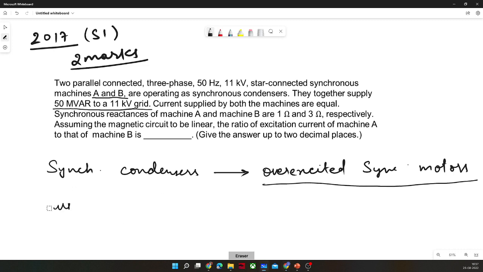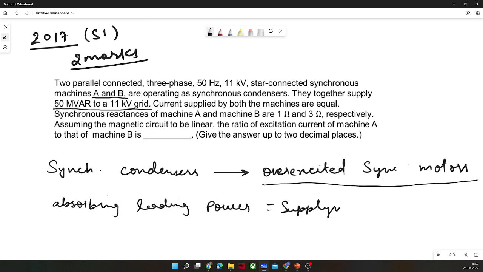So absorbing leading power is the same as not delivering, supplying lagging power. And this I am talking in terms of reactive power. So you should not be confused regarding this. This is very confusing. Till date, I am being confused. So nothing new.